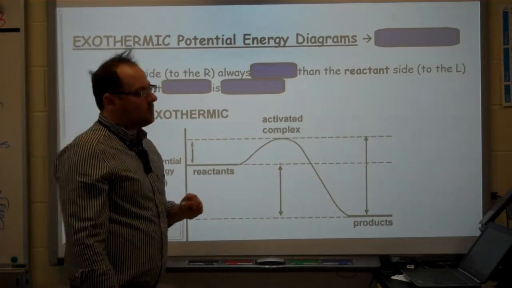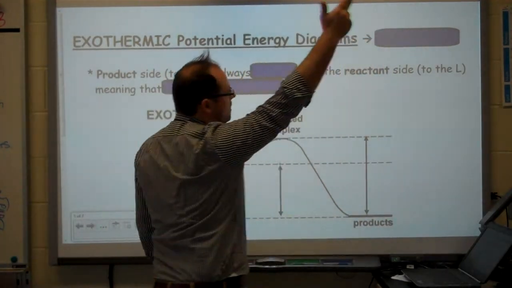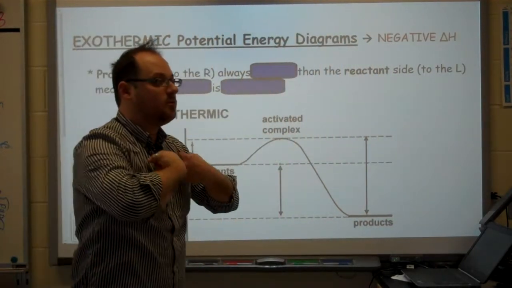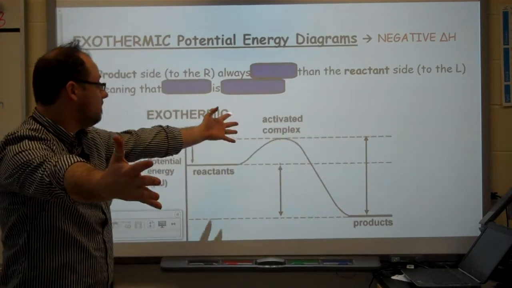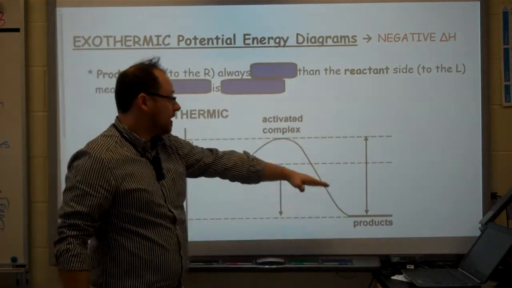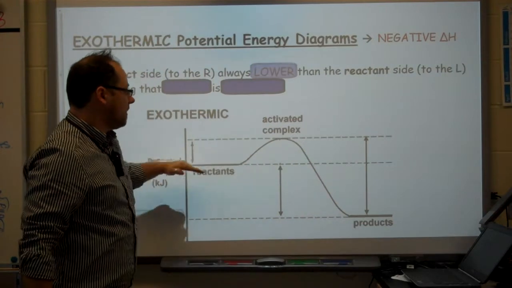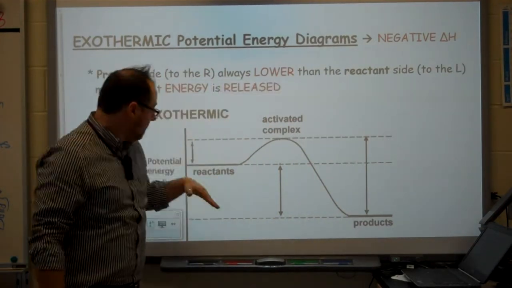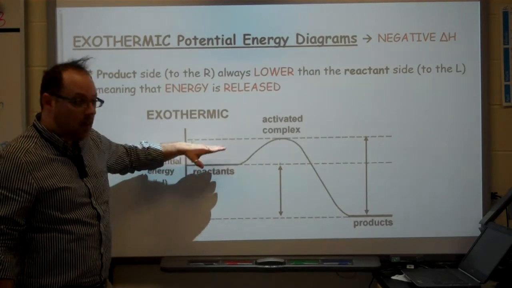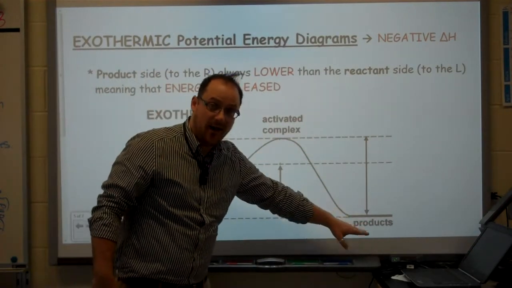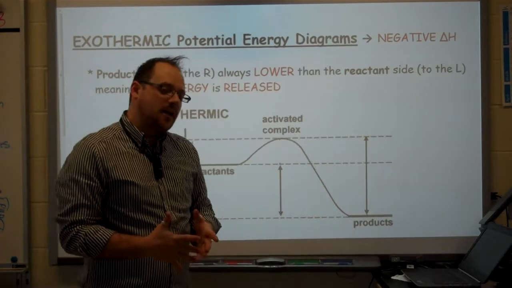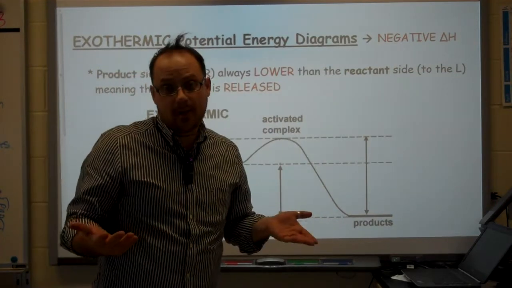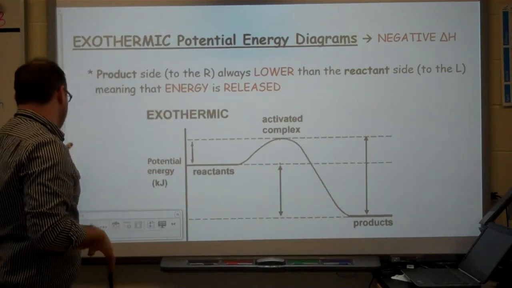Exothermic potential energy diagrams. These are the situations where delta H is negative because the heat is being released to the environment. The product side, the right-hand side, is always going to be lower than the reactant side, meaning that the energy is released. If the reactants had this much energy and the products had this much energy, which is lower, it must have lost some, and the negative sign for delta H says that in chemistry speak.